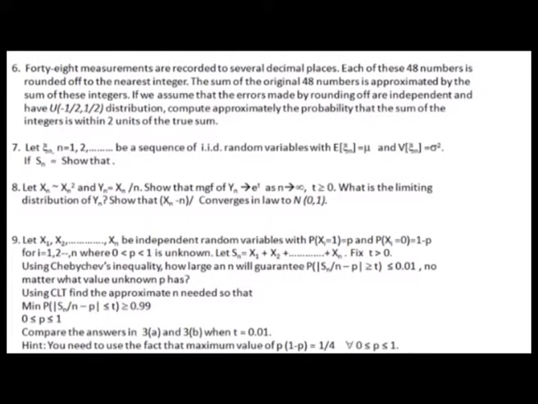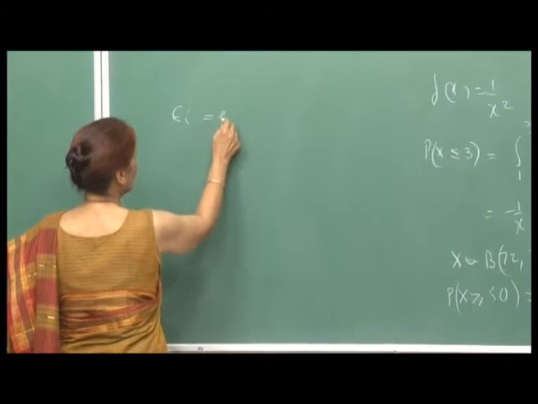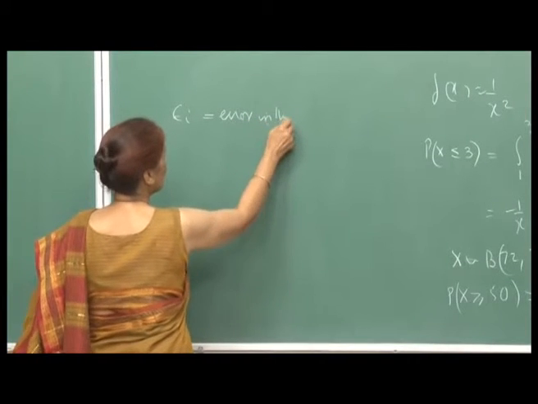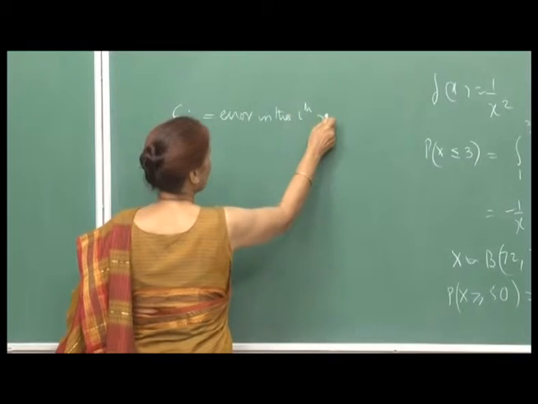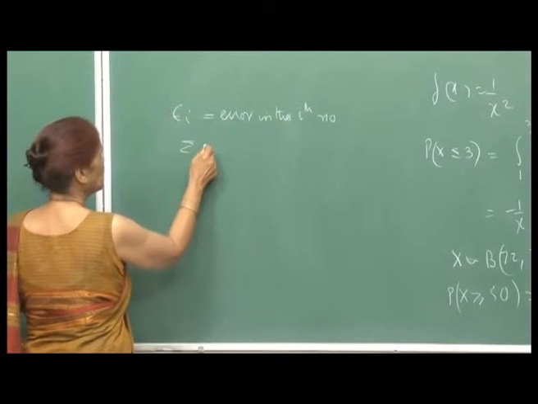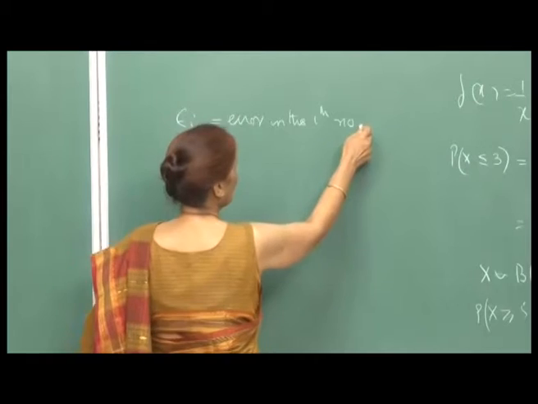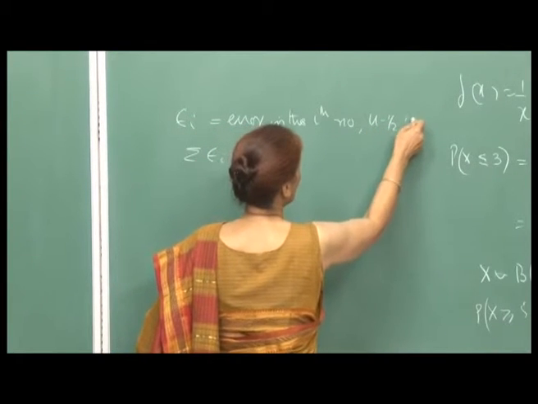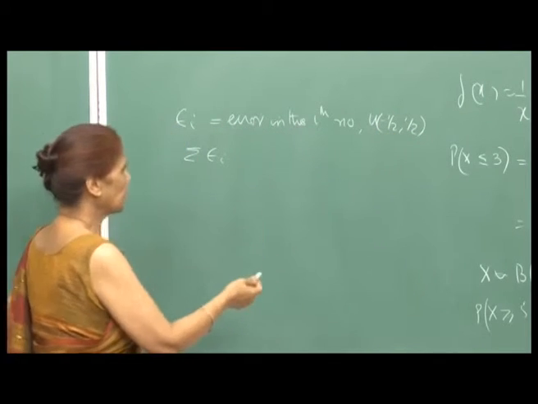The approximate probability that the sum of the integers is within 2 units of the true sum. So, what we are doing is, you have 48 errors, 48 numbers that you are rounding off. Again, I can write here that epsilon i is the error in the ith number. Each epsilon i is uniform on -1/2 to 1/2, so each error is uniformly distributed.